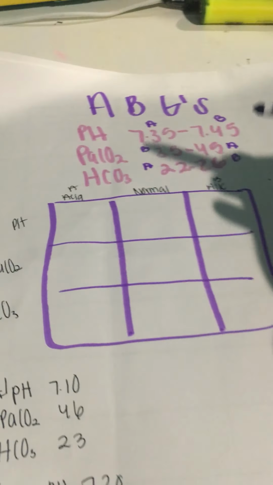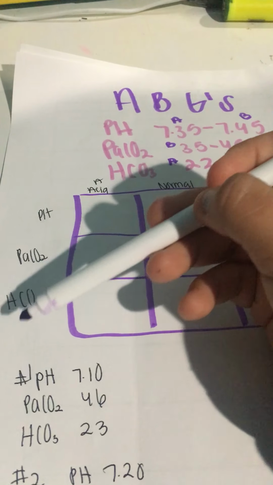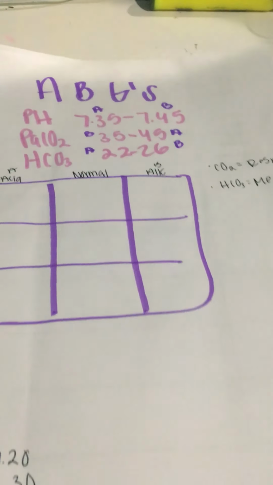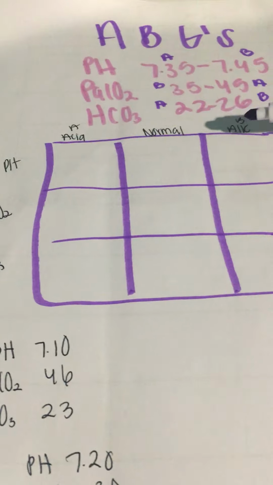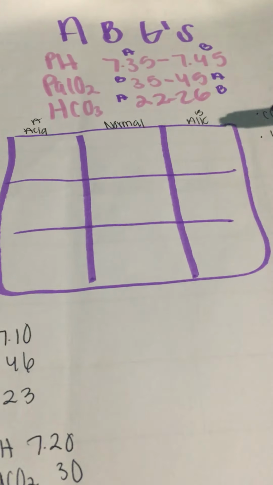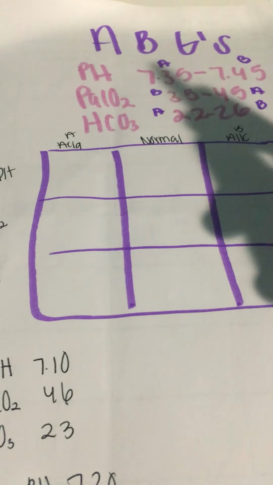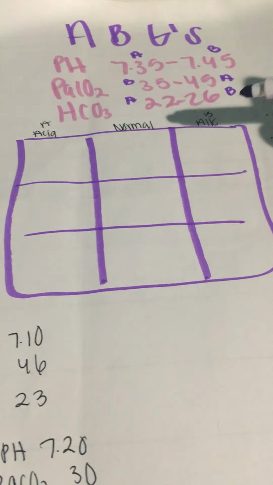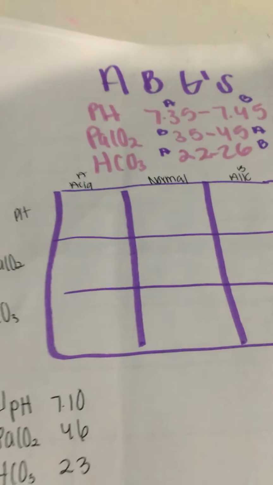The next thing you do is your chart. I make sure that it goes in this order, because this is the order it needs to go in to be solved correctly. Then I write down the pH scale and the normal range here, and anything above is alkalosis, anything below is acidosis. Alright, so now we have two problems here that we're going to solve.